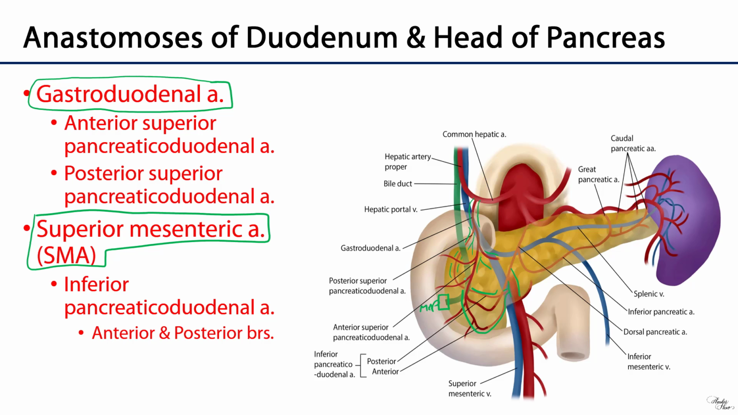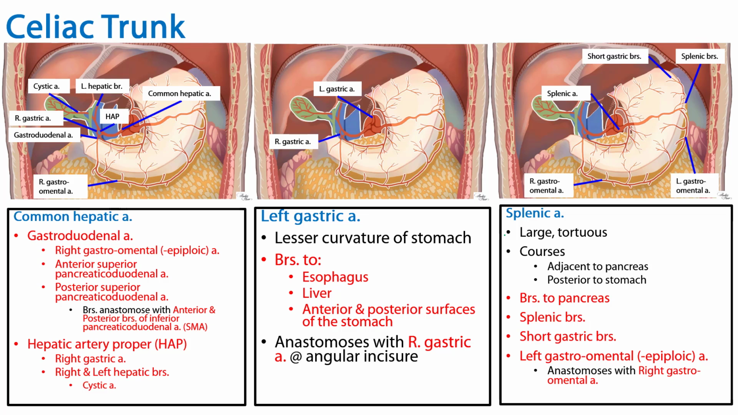In addition, it's pretty common for there to be an anastomosis between the series of anastomoses and branches of the splenic. So here we can see an anastomosis between the anterior branches and the dorsal pancreatic artery here, coming off of the splenic artery. Very common.